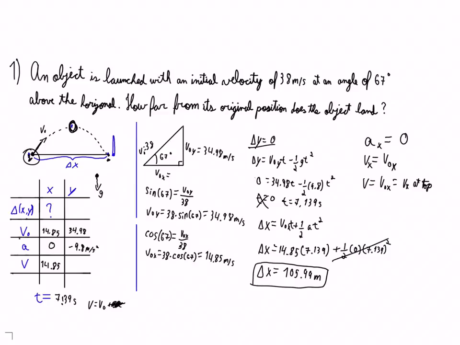And yes, we relate the y and x components using the Pythagorean theorem, which just says a squared plus b squared equals c squared.